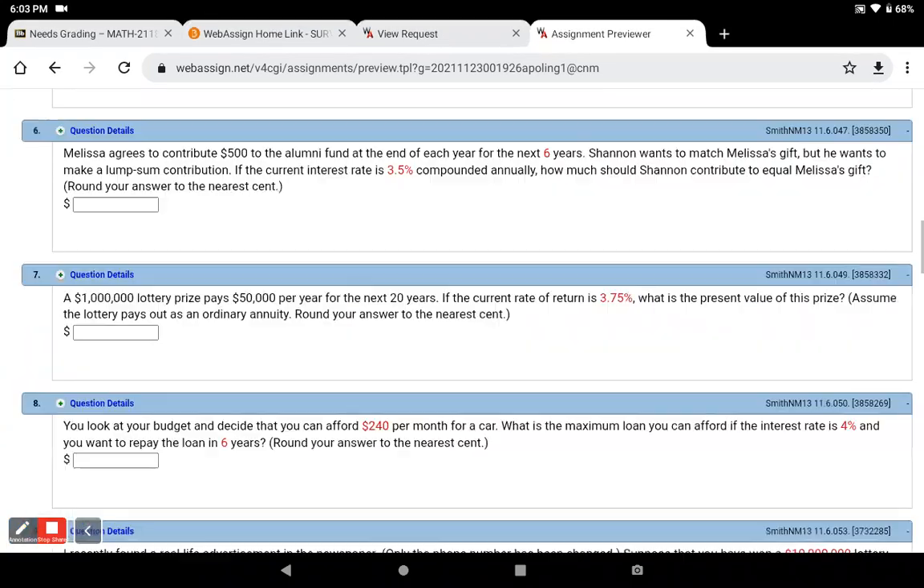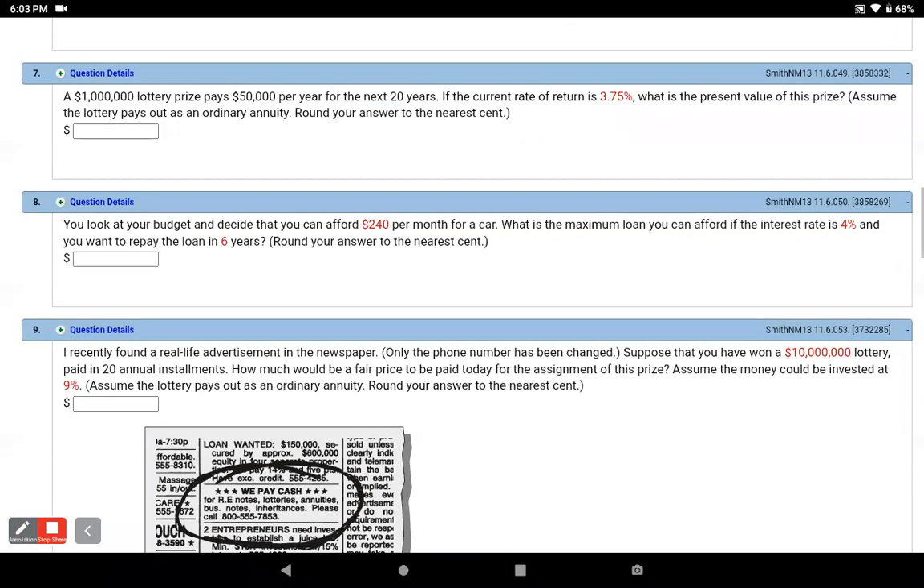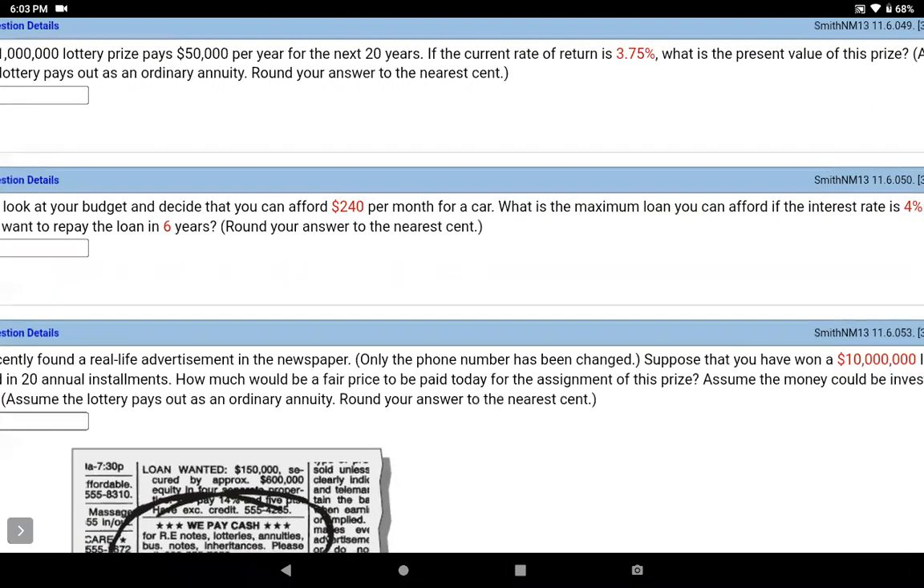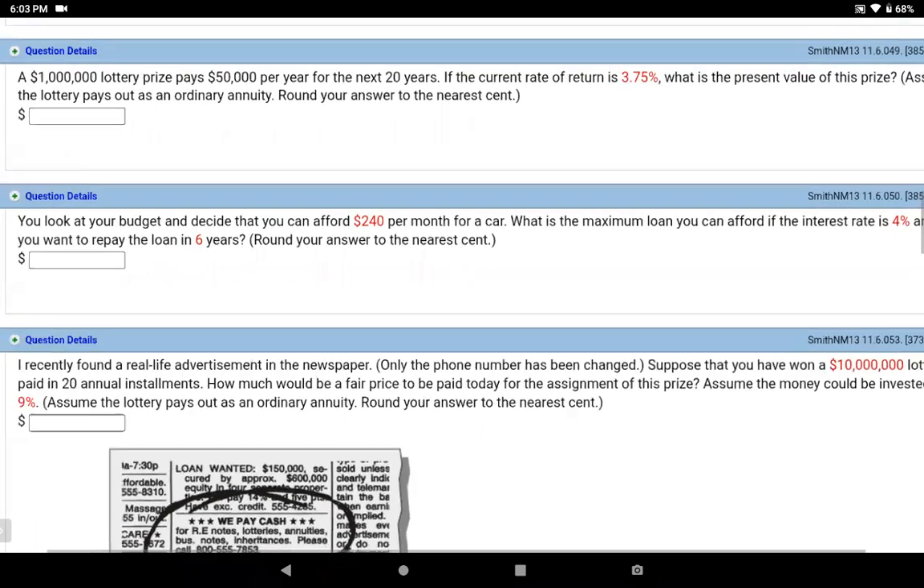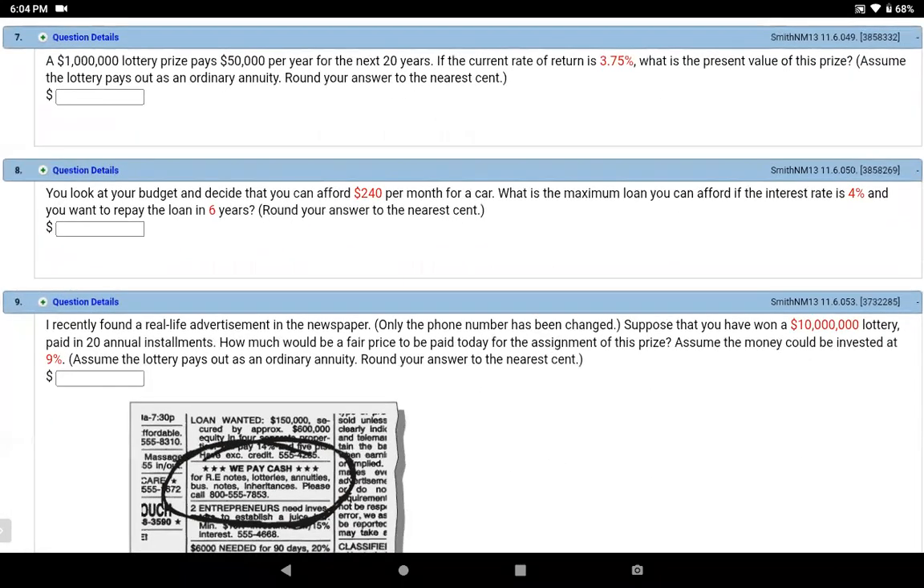Number 7. In number 7, we have a $1 million lottery prize pays $50,000 per year for the next 20 years. If the current rate of return is 3.75%, what is the present value of this prize? Assume the lottery pays out as an ordinary annuity.